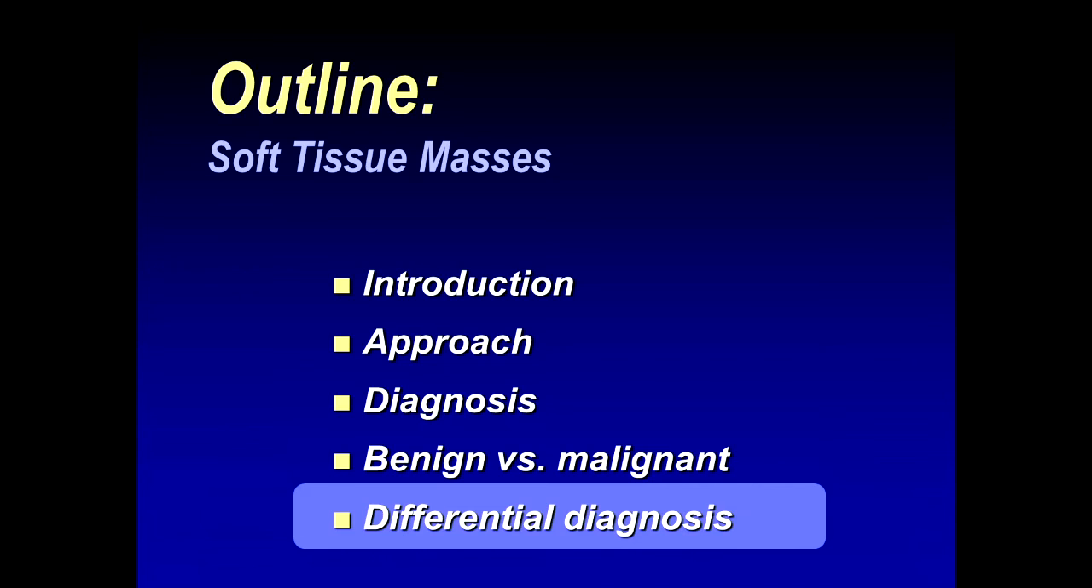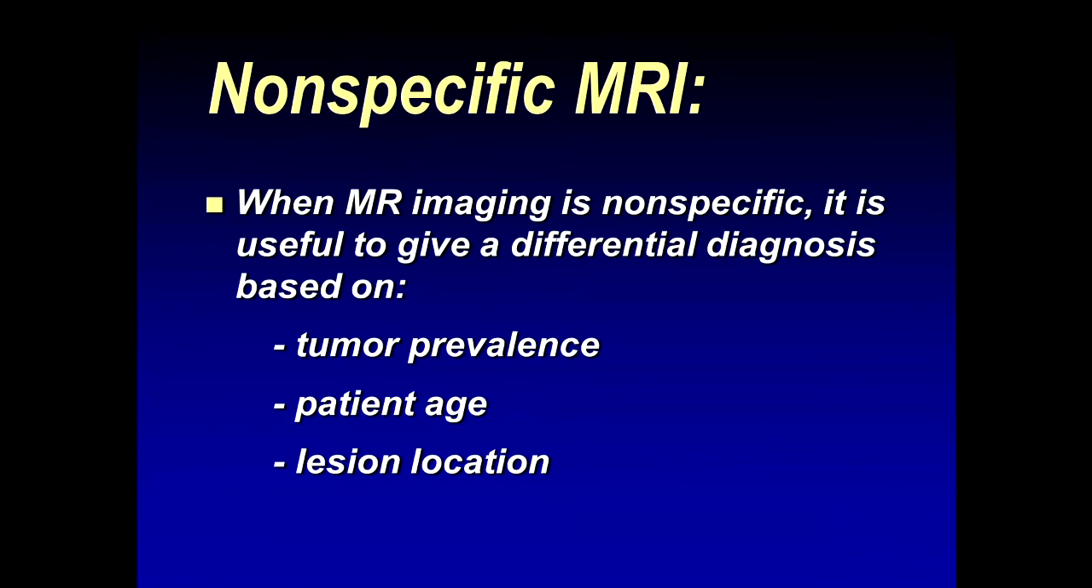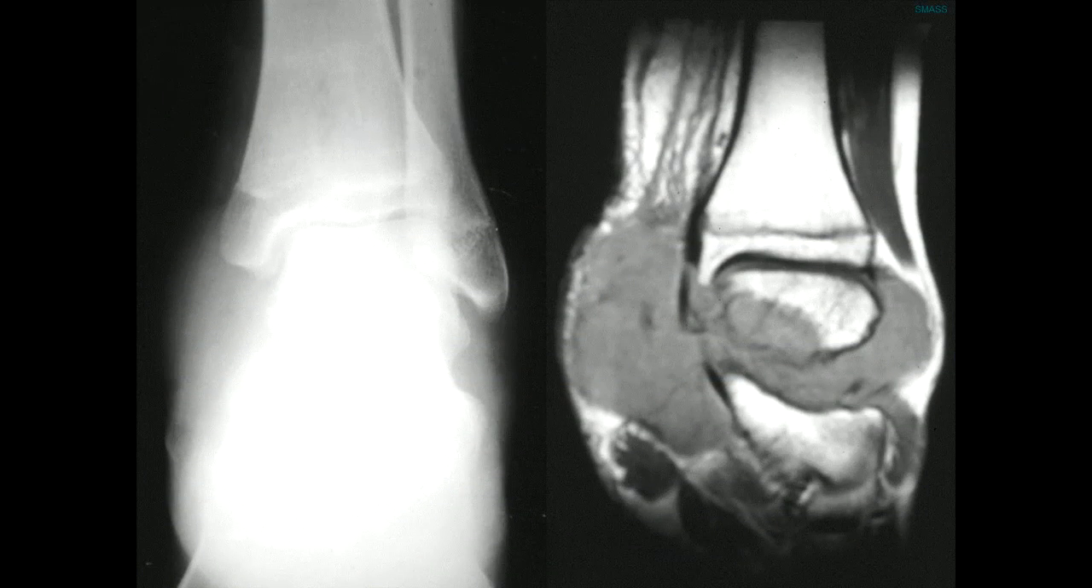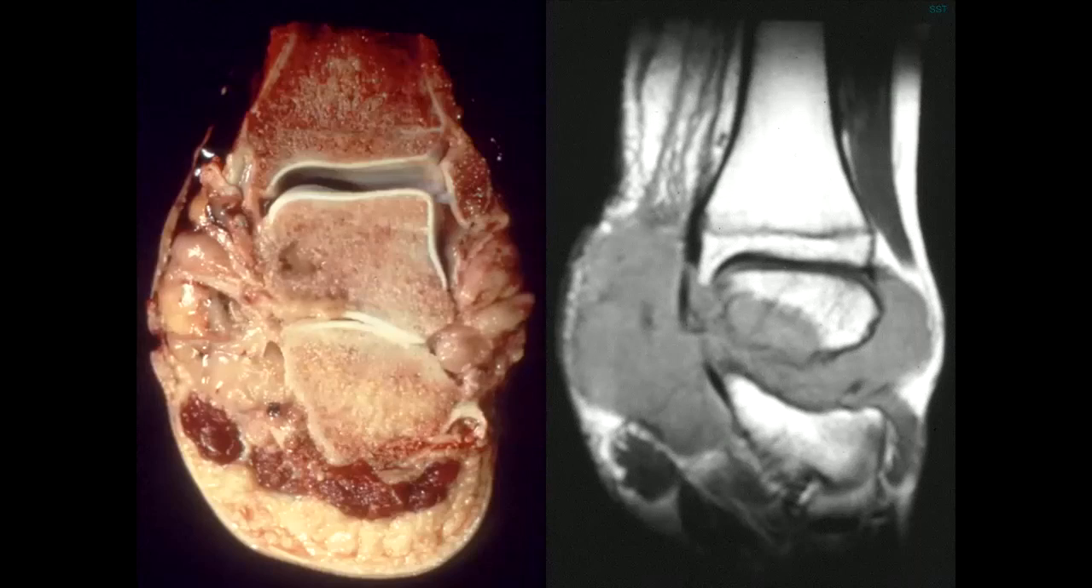So how can we do differentials, just like we would for osseous tumors, when we evaluate soft tissue tumors? Well, when MR is nonspecific, it's useful to give a differential based on the tumor prevalence in the population, the patient's age, and the lesion location. So if I showed you this case in a 16-year-old and said he came in with a mass that was painless and now it's starting to hurt, we can see it growing into bone, so we automatically know that's highly specific for malignancies. Well, where do we go from here? And certainly here at the surgical assessment, you can see the mass and the intraosseous extension, which beautifully correlates.